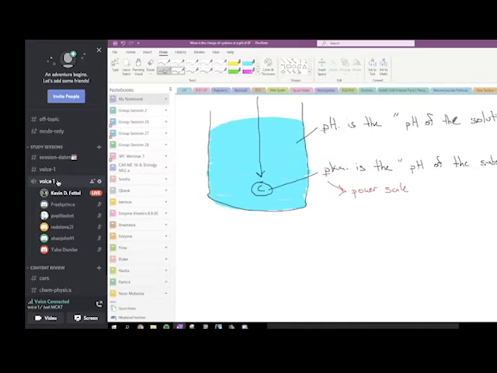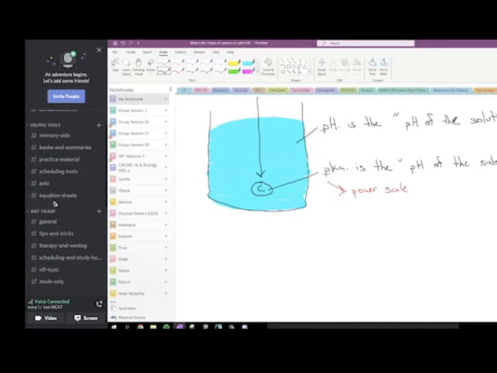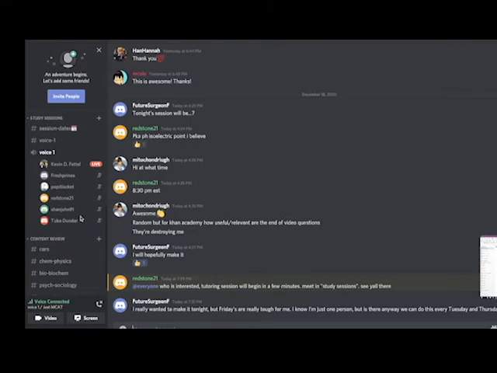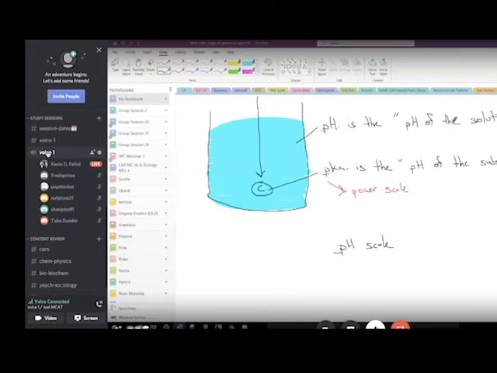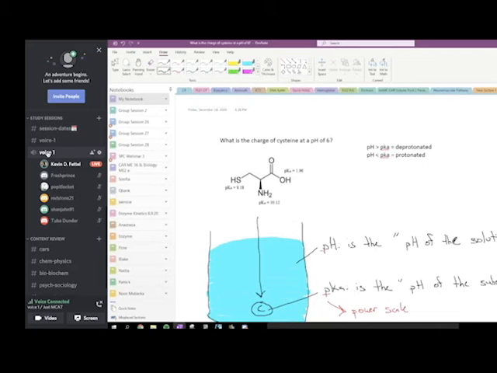Because what we can do now, with that understanding, is put everything, pK and pH, on a pH scale. And what we're going to look for is relative differences. And so the question asks us, what is the charge of cysteine at a pH of 6?